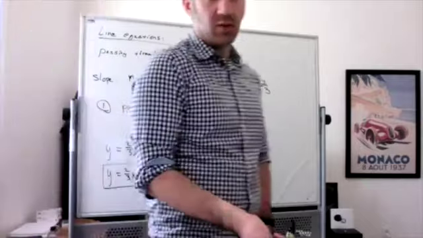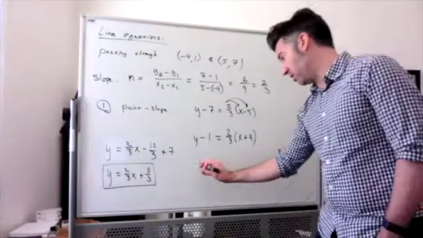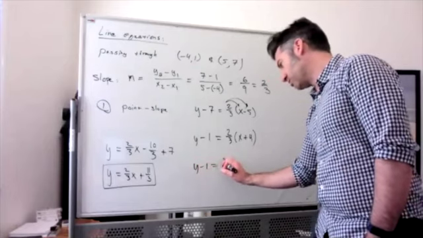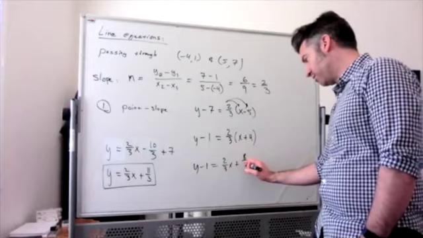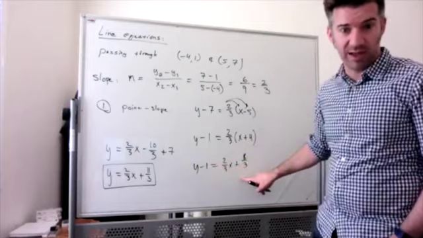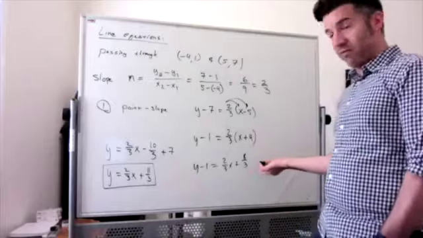We also could have used the other point slope version and gotten the same answer, right? If we do it here, y minus 1 equals 2/3 x plus 2/3 times 4 is 8/3. And then if I add 3/3 to both sides, I get 11/3 here, just like I got here. This is one way of doing it.